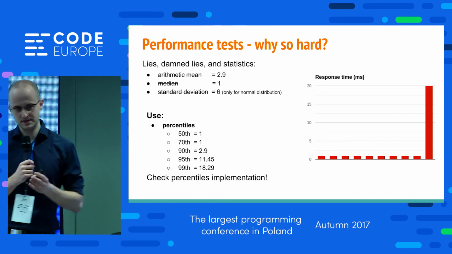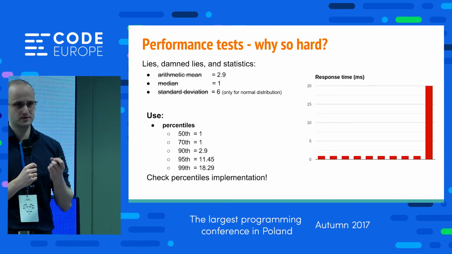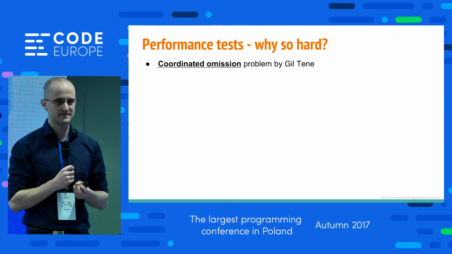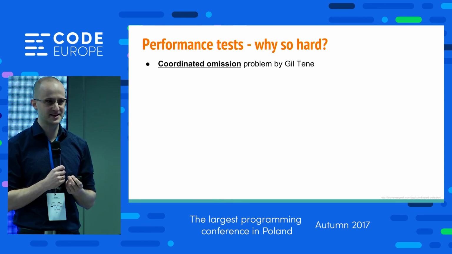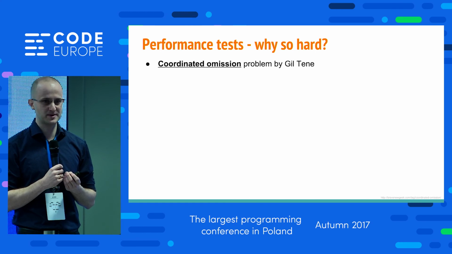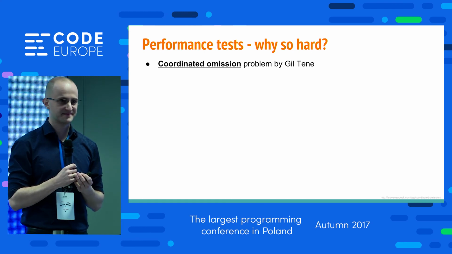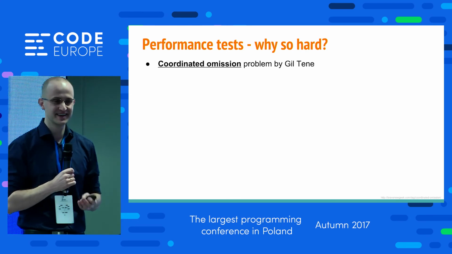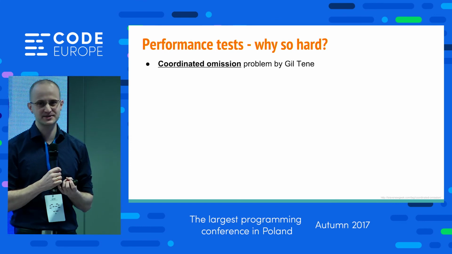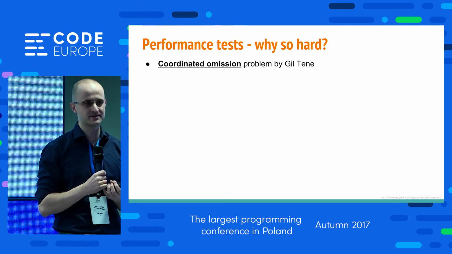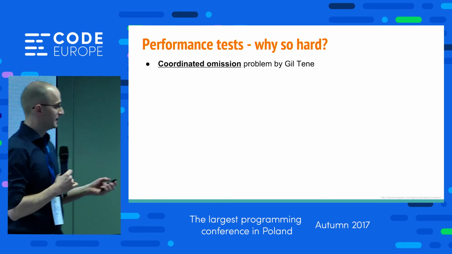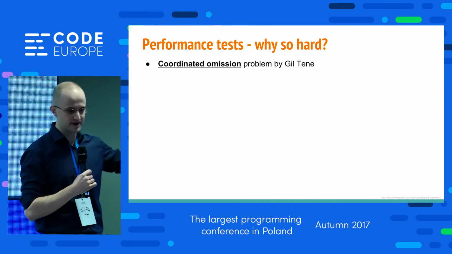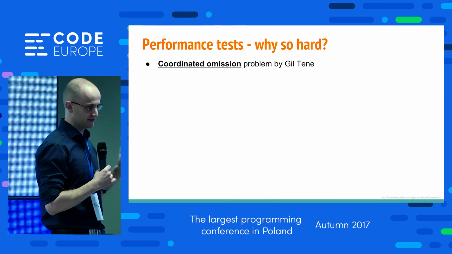The next question could be, which percentile should I be worried about? Number 90, 95, who will vote for 90? Come on, people. 95th. One person. 99. One person? 99.9. Depends. So no, actually the answer to this question is all of them. Why? Because there is something called the coordinated omission problem. And this is the third and last thing to remember after this talk.